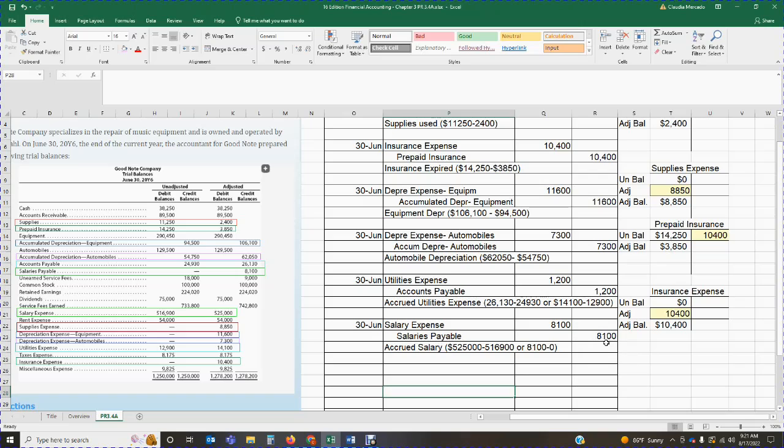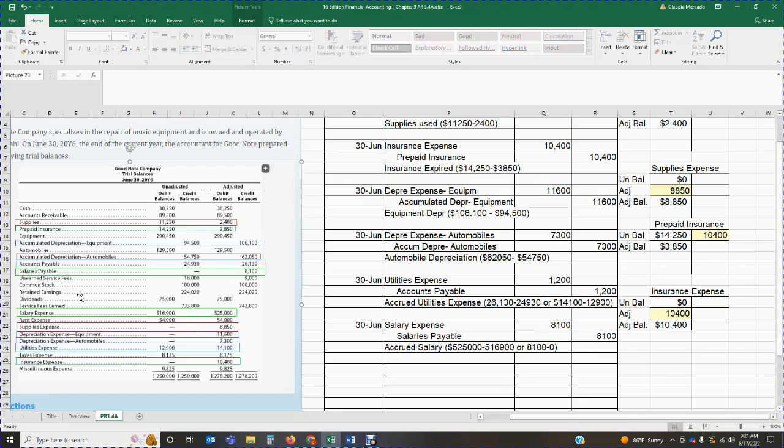Next month in July, when I'm going to get ready to pay my employees these $8,100, I basically take the money out of my payable. So I would debit my salaries payable for $8,100 and then cut my employees their check. So that takes care of that.